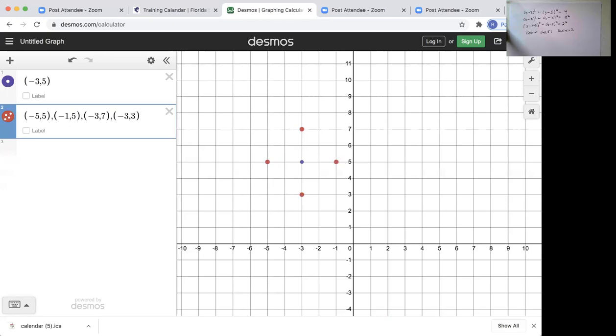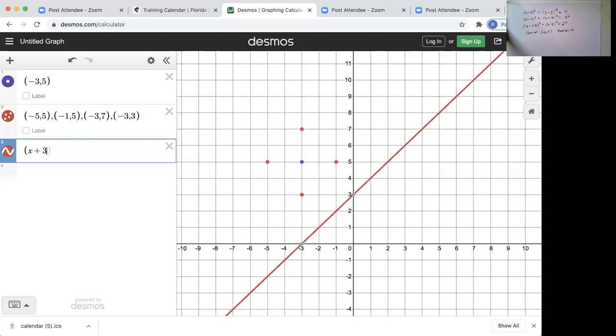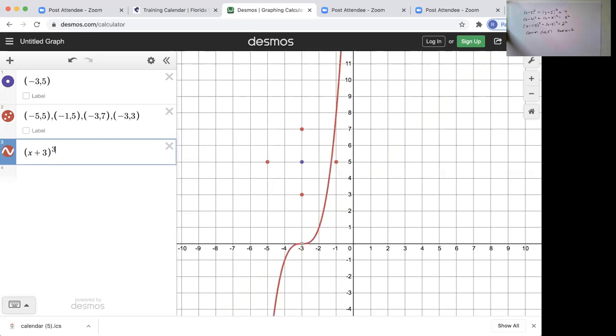So there we go. Those 4 red points are the points on the circle. So if I graph the equation of that circle, it should go through those 4 points. So what was the equation of my circle originally? X plus 3, quantity squared, plus y minus 5 squared, equals 4. Boom. Going through the 4 dots. So feeling pretty good about ourselves.